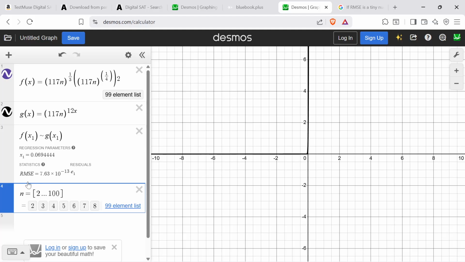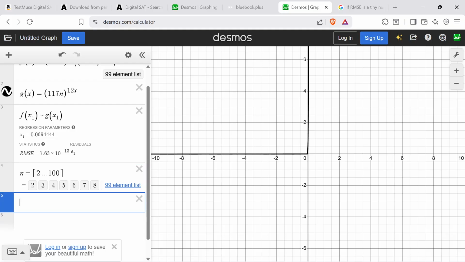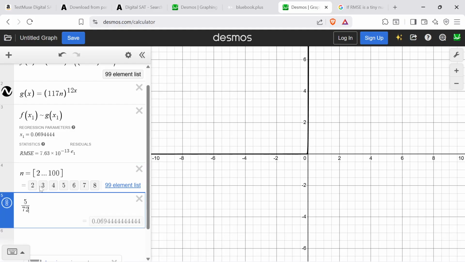And now look at the root mean square error. It comes out to a very tiny number. Well, the reason it's a very tiny number is, remember, the answer is 5/72, which has the 4's going on forever. Well, this comes out with just, it doesn't show the 4's going on forever. So it ends the decimal. So it's not exactly 0, but it's very, very tiny, which means it's a very good regression.